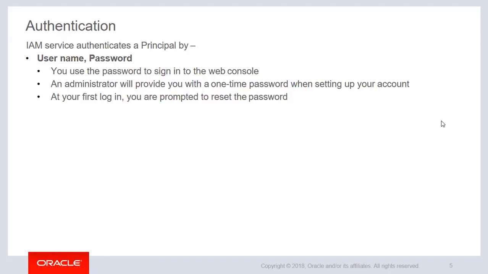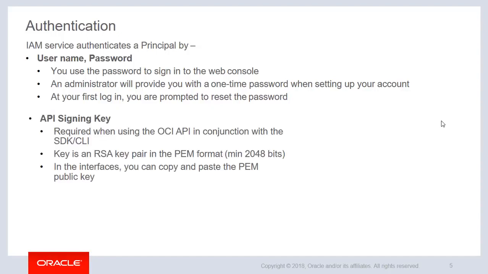So how does OCI work on authentication? The IAM service authenticates a principal by three different mechanisms. The first mechanism is simply by username and password. So you use the password to sign into the web console. The administrator will provide you with a one-time password when setting up your account, and at your first login you are prompted to reset the password. This is very simple. This is how most web properties work. You have a username and password authentication.